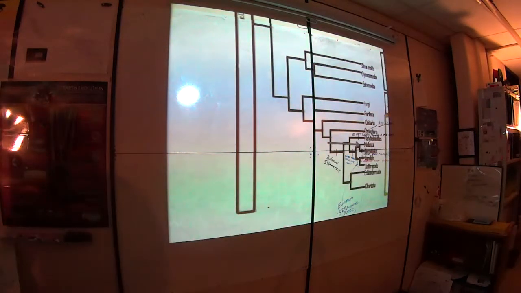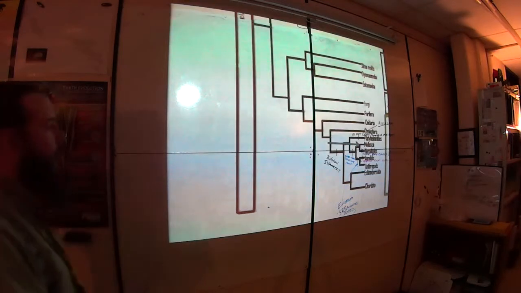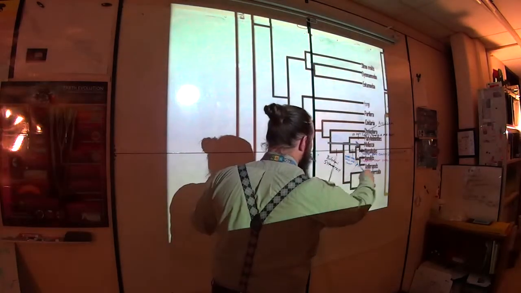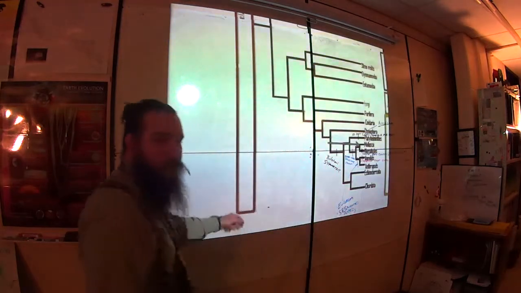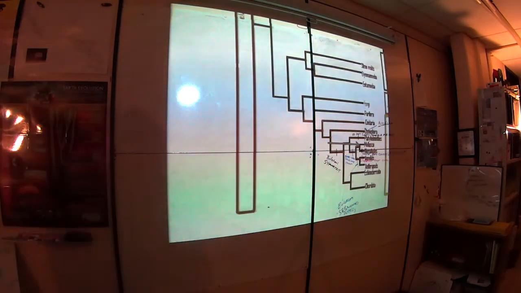So there might be some other things happening in Branch Town. Some of these traits may have evolved sort of weirdly. But anyway, these are some pretty good homologous traits for this part of the cladogram. Questions? Comments, concerns, warnings, dangers?